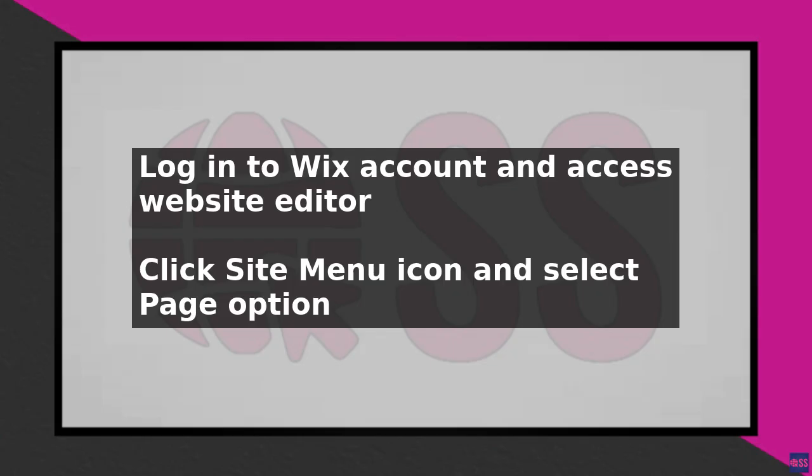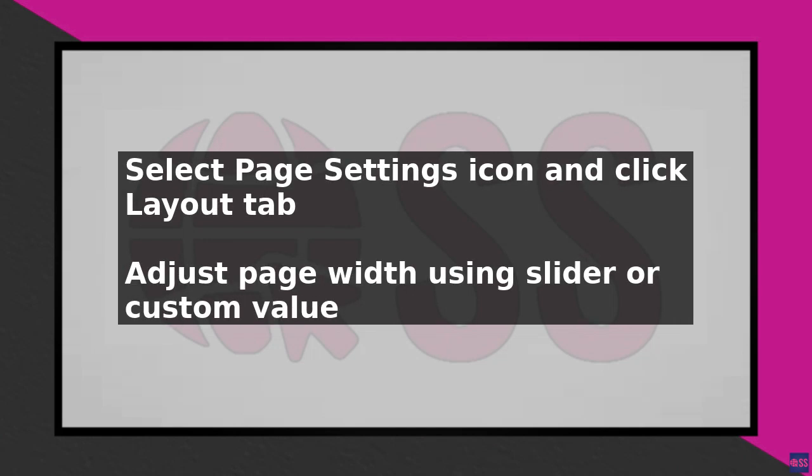corner of the screen. From the site menu, select the page option, then click on the page settings icon, represented by 3 dots. In the page settings window, click on the Layout tab. In this tab, you will find the page width option, where you can adjust the width of your page using the slider or by entering a custom value in pixels.